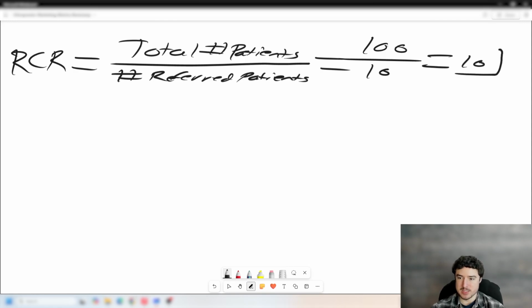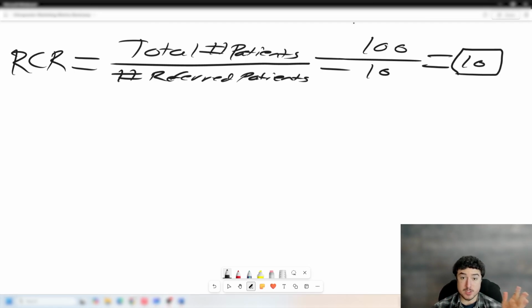And so this basically means that we need 10 total patients on average in order to get one new referred patient. And so with this, similar to cost to acquire a customer, we use this to figure out our inputs. And this one's pretty important because a lot of chiropractors usually rely on referrals in order to get new patients. So if we know this, we can use this to figure out our critical mass of patients that we need in order to continuously grow just from referrals, just from word of mouth.